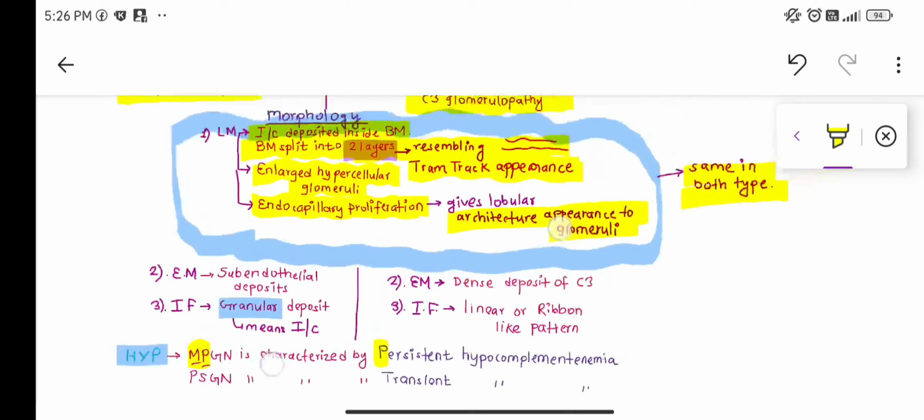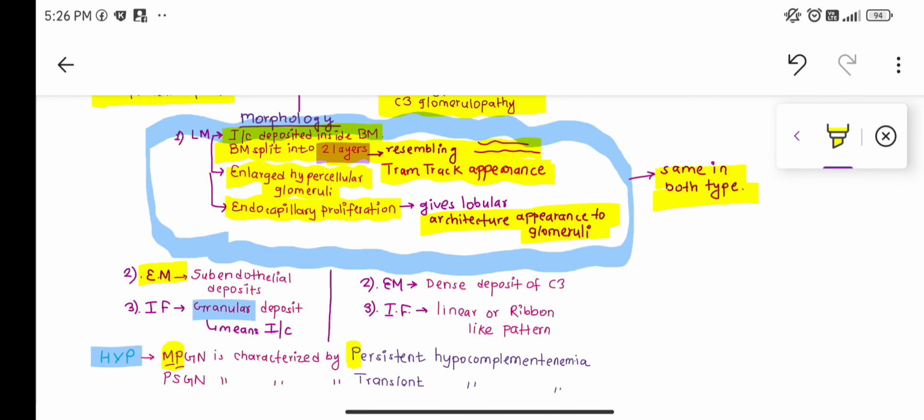The difference is in the electron microscopy as well as immunofluorescence. In electron microscopy, subendothelial deposits are seen in MPGN type 1, whereas dense deposits of C3 are seen in MPGN type 2. On immunofluorescence, type 1 will show a granular deposit because this is an immune complex. But in type 2, there is C3 deposition, so it will appear as a linear or ribbon-like pattern.